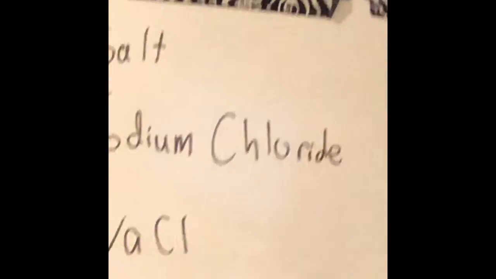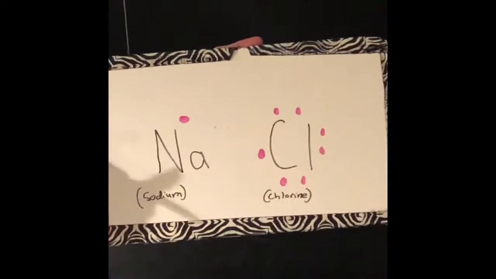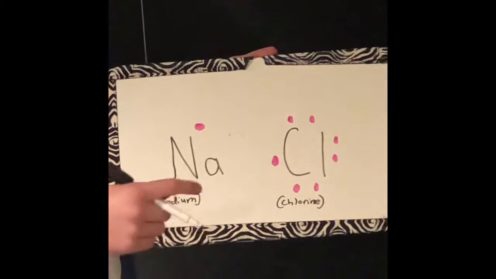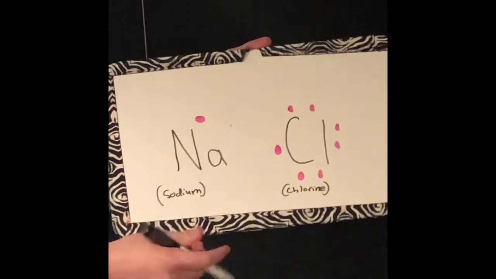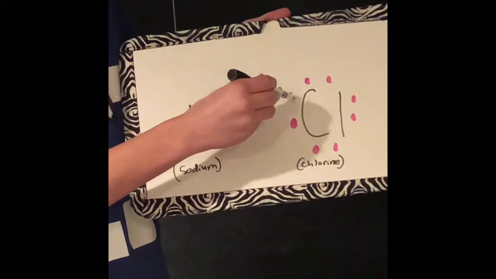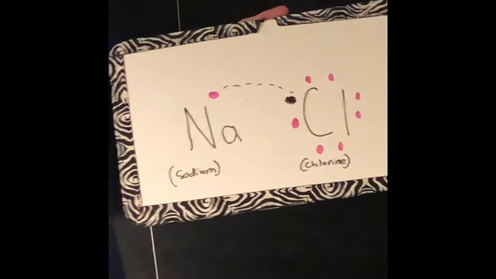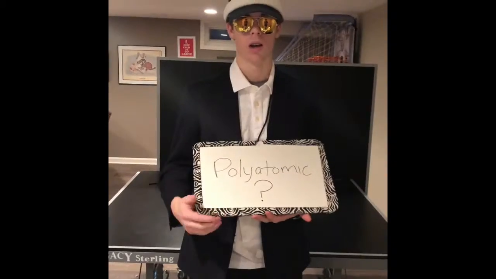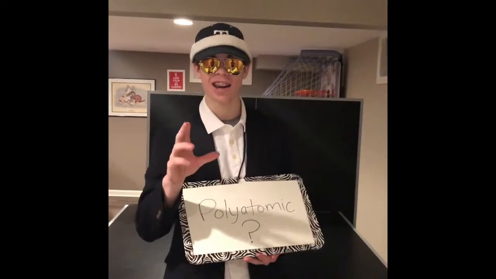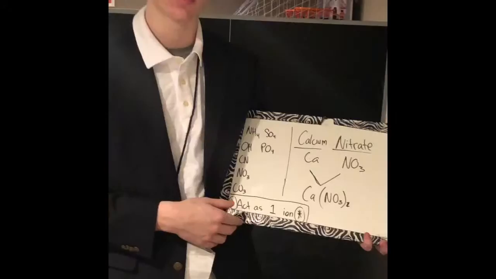Like salt, otherwise known as sodium chloride, otherwise known as NaCl. I'll demonstrate this for you. Sodium has 1 electron in its outer energy shell, and chlorine has 7. In order for both of them to become stable, sodium will transfer its electron over to chlorine's, and that'll fill the outermost energy shell.